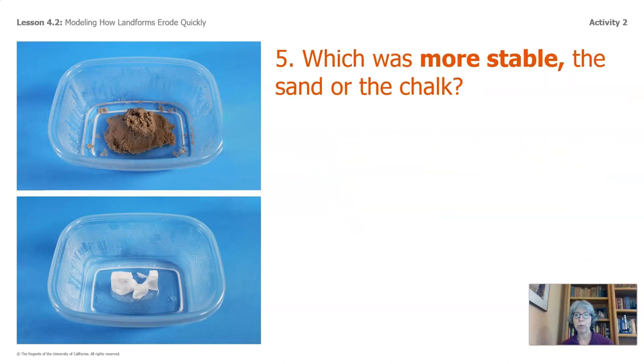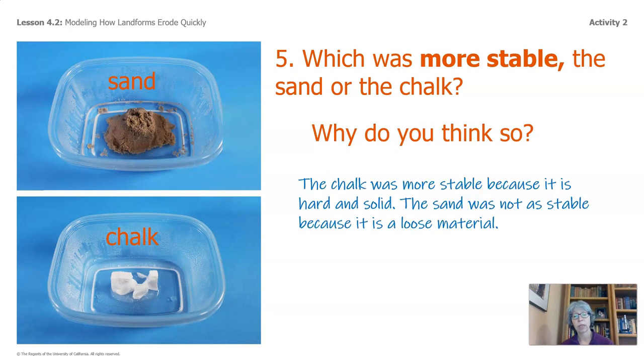Which was more stable, the sand or the chalk? Why do you think so? The chalk was more stable because it is hard and solid. The sand was not stable because it is a loose material.